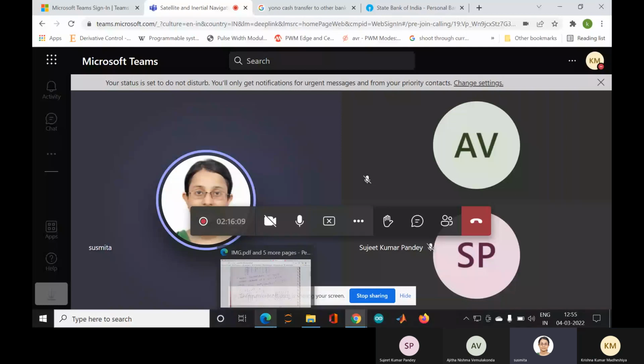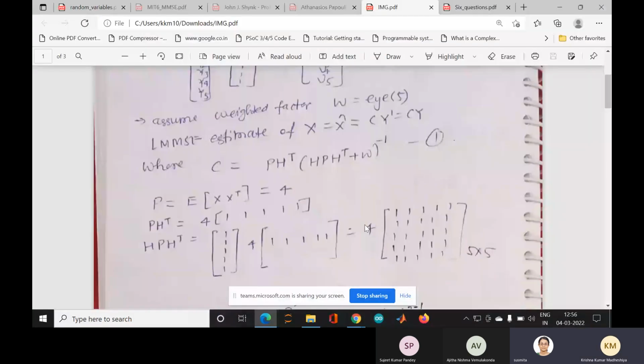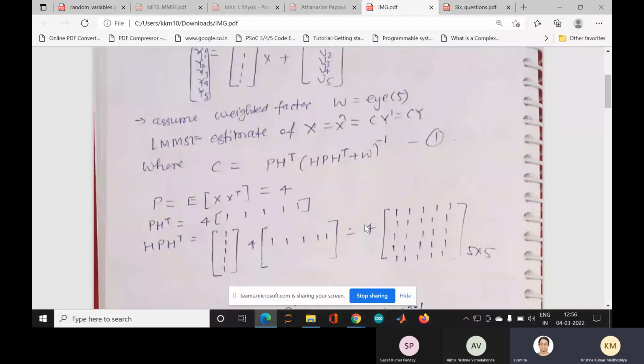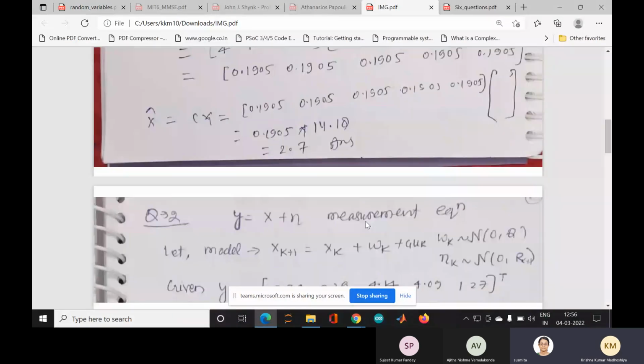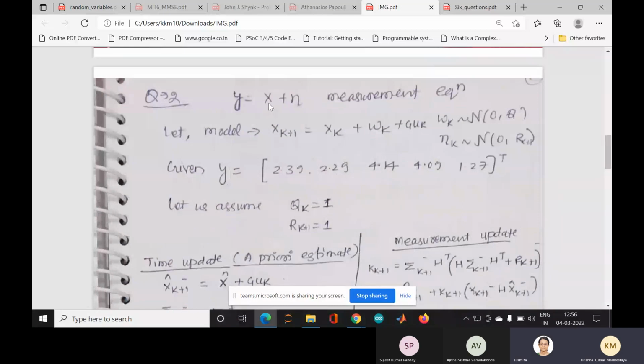How about the Kalman filter? You have not done the Kalman filter? I have only done MMSE. Then show me the Kalman filter. No, ma'am, I've done this one also. This y is equal to x plus n, where x is a scalar quantity, so this is the measurement. Why did you assume q is equal to 1?